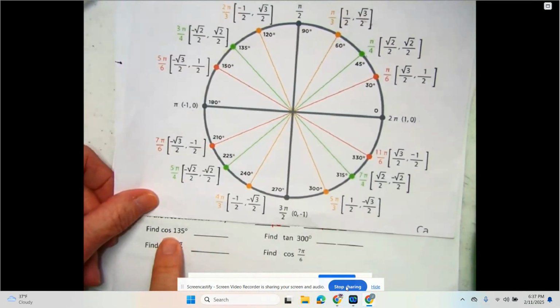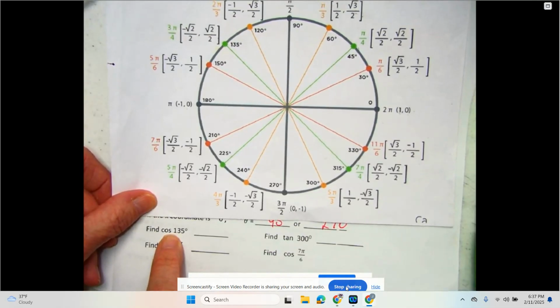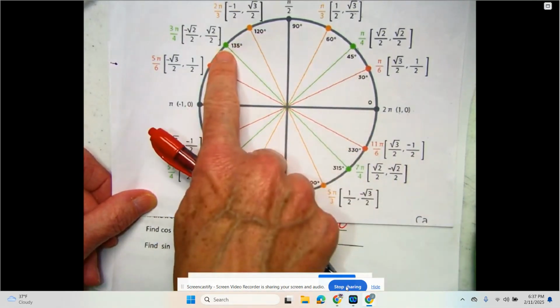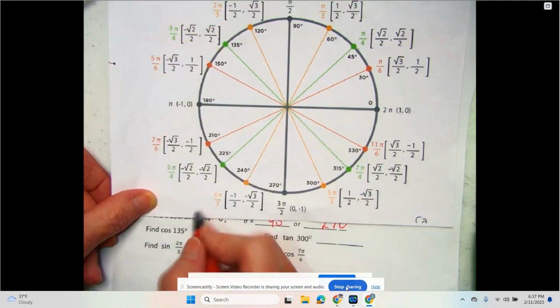So if I wanted the exact value of the cosine of 135, and I didn't have a calculator, if I need the exact value, I go to 135 and look at the x coordinate. And it's going to be negative square root of 2 over 2.